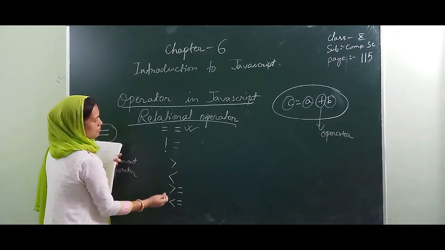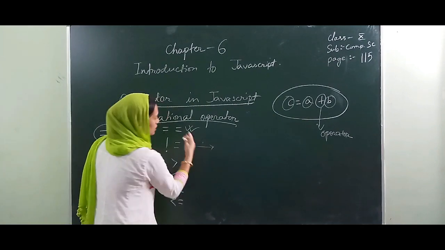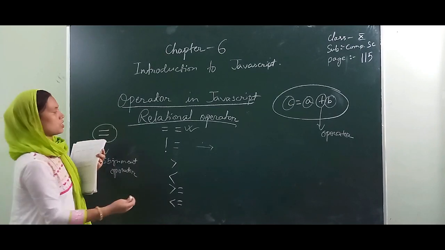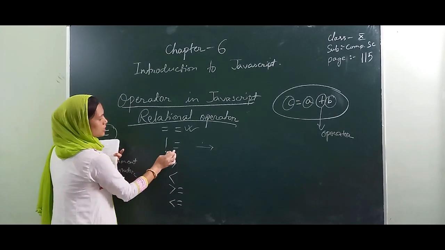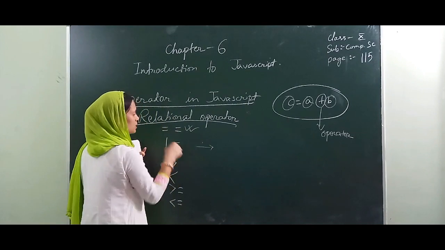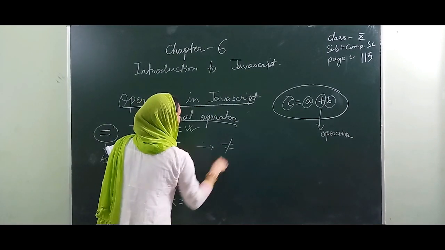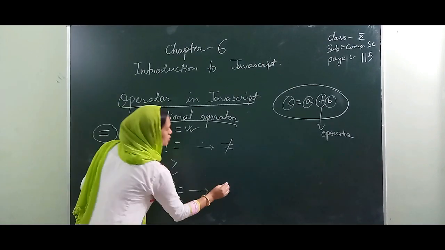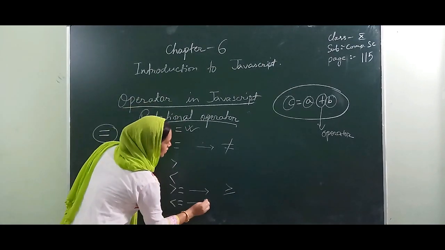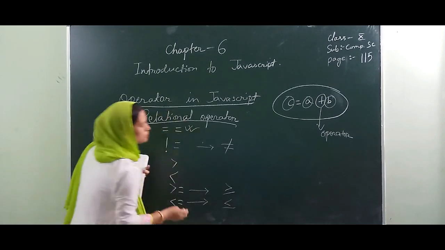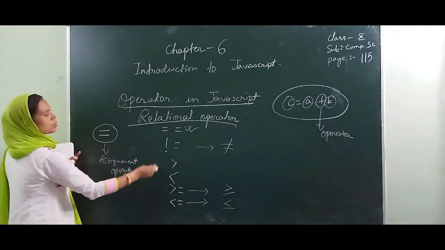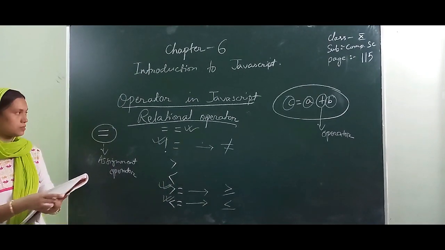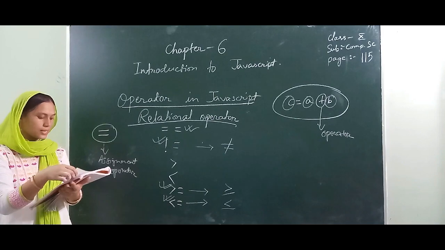Every symbol of this relational operator is the same as in your maths, but the difference is in not equal to. Here in maths we use it like this, and the difference is also in greater than or equal to. In maths we use it in this manner, and less than or equal to we use in this manner in maths. But in computer we use it in this manner. But the functions are the same as in your maths. I hope you understand.